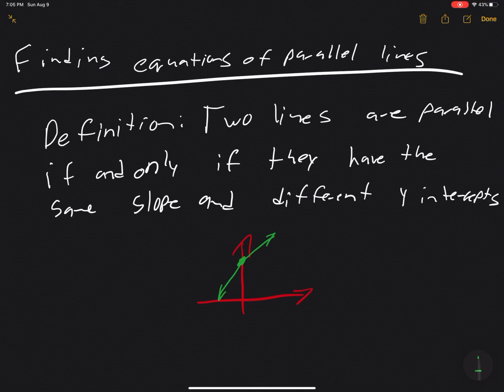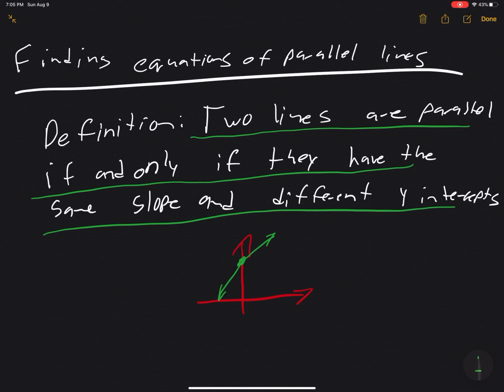So today we are going to talk about finding the equations of parallel lines. And we start with the definition. Two lines are parallel if and only if they have the same slope and different y-intercepts, which makes sense because if I had another line, say this blue line, and I had a y-intercept right here, but the same exact slope as the green line, you could see that if those two lines kept going on forever, they would never meet. They would be parallel to each other forever.